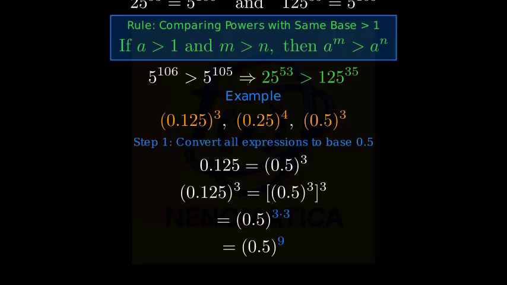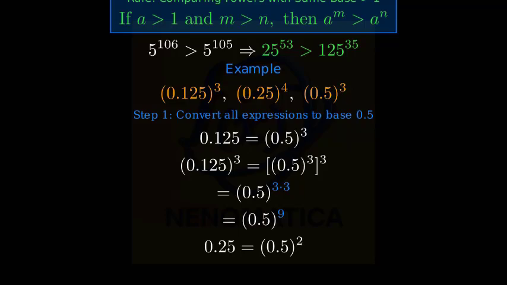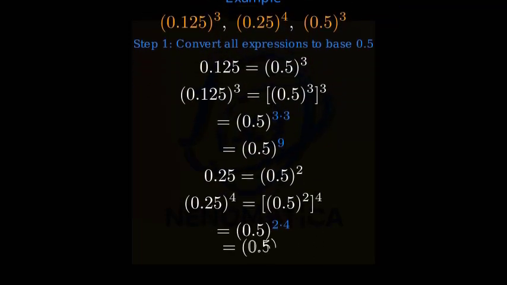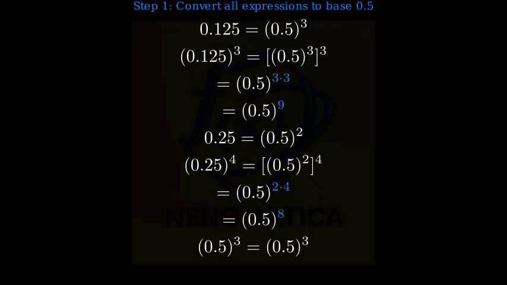Next, 0.25 equals 0.5 squared. So, 0.25 to the fourth power equals 0.5 squared to the power of 4. Using the power of a power rule, this becomes 0.5 to the power of 2 times 4, which is 0.5 to the power of 8. Finally, 0.5 cubed is already in the form we want, which is 0.5 to the power of 3.